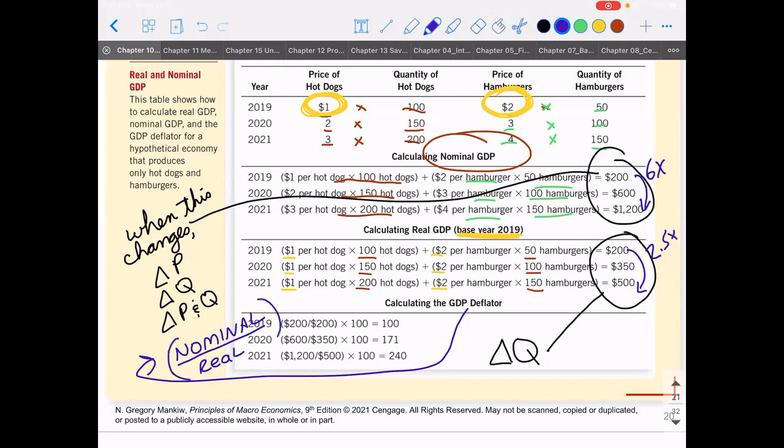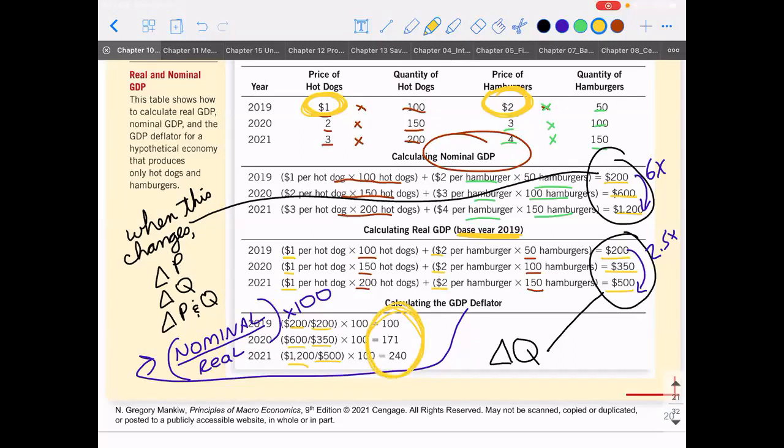Which would be to take the nominal over the real and multiply by 100. So as you can see here, 200 over 200 is this 200 over this 200. 600 over 350 would be this 600 over that 350. And then this 1200 over this 500.